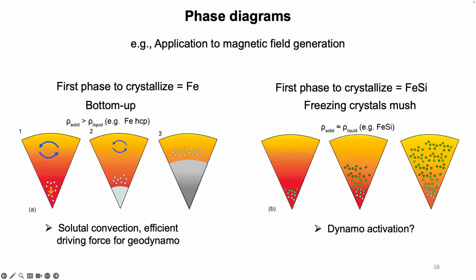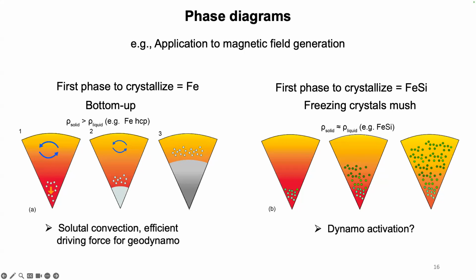Now, if we move on to the other case, FeSi was the last phase to crystallize, to melt, sorry. So this means that it is the first phase to crystallize. But when we make FeSi crystals, their density is not that different from the melt that will move them. So they will not sink and they will not go up because they're buoyant. They will just stick around their position.